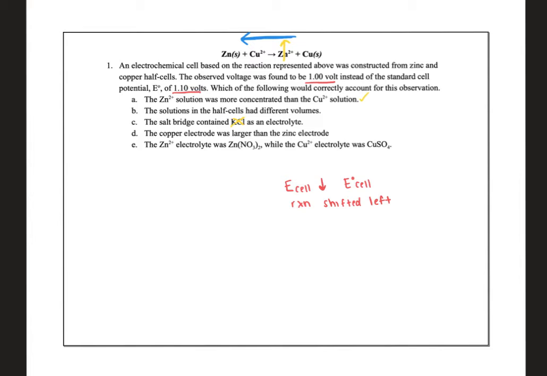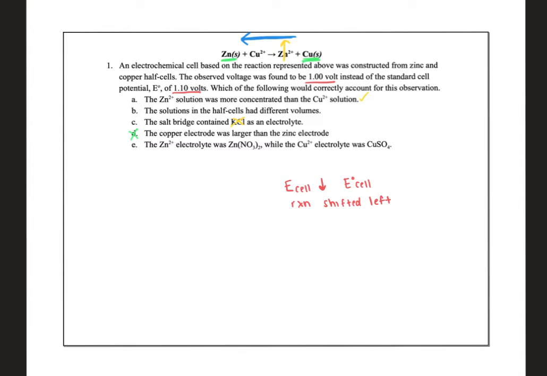Copper electrode was larger than the zinc electrode. Well, that's a sneaky solid, and that's a sneaky solid. So I don't really care about the sizes of the electrodes unless we don't have enough electrode for it to operate. But being larger or smaller isn't going to make a difference. Picture the demo we did in class. If I just put a bigger piece of metal in, that would not make a difference on the voltage.